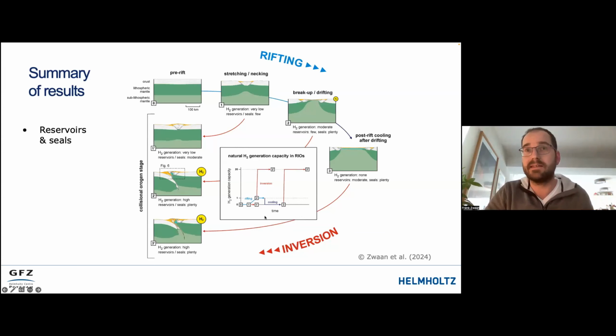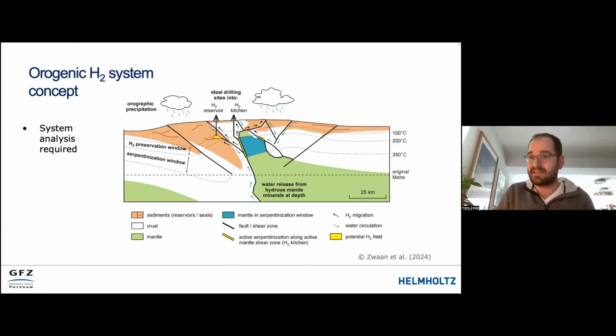They can be plotted in this graph very simply. But one thing that we didn't talk about yet is that we also need reservoirs and seals if we want to have, let's say, something like a field of hydrogen that we can drill. So we need to think about something like a hydrogen system where we have all the different components that are active or present at the right time to produce like petroleum, like oil and gas. We can have fields of hydrogen, hopefully.